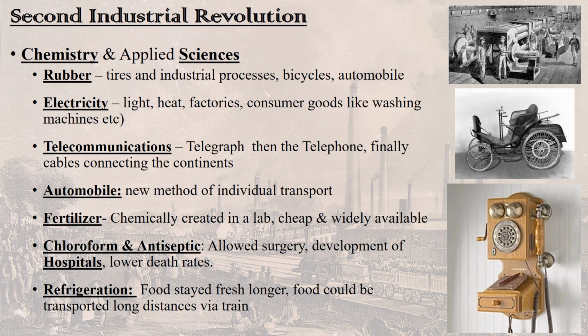Other elements coming out of the second industrial revolution were chemistry and applied sciences. You have the first invention of vulcanized rubber, which is used in tires and industrial processes, bicycles, and the automobile. Bicycles become a huge deal. You have a small reading, or it's part of a reading you're going to have later this week. Automobiles: a massive percentage of the world relies on the automobile. I got to work today because I have an automobile. All of that comes out of this second industrial revolution.